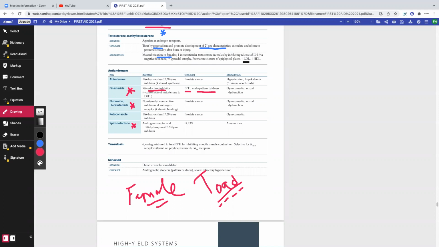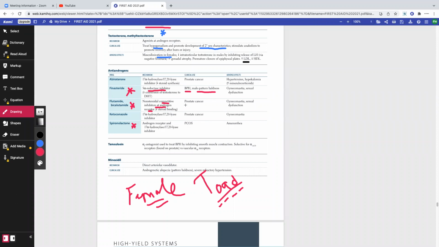So if we give a drug that prevents testosterone from being active, can we decrease male pattern baldness? The answer is yes. Okay, that's that. Next one is flutamide. Flutamide is a competitive androgen receptor antagonist. Do you remember the androgen receptor complex that testosterone uses to increase transcription and translation? Can we block it with flutamide? The answer is yes.